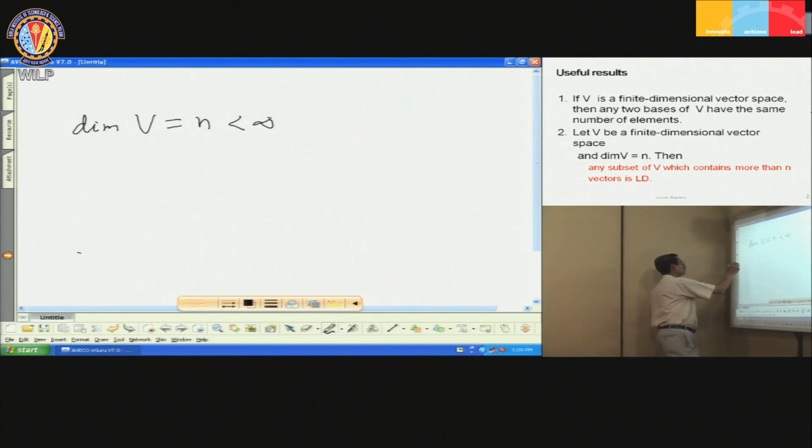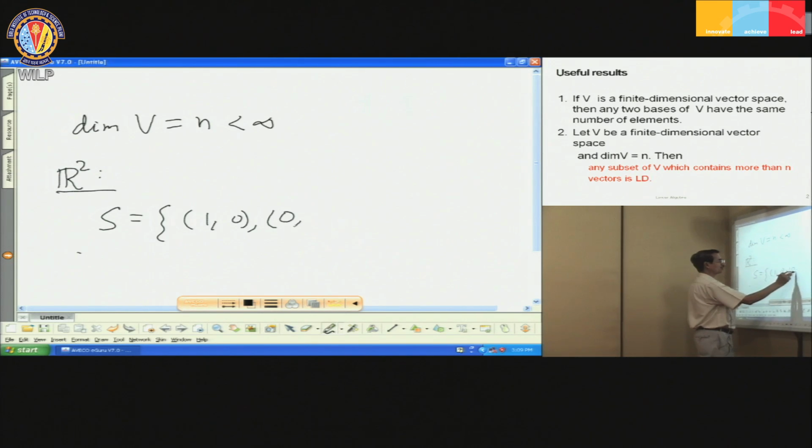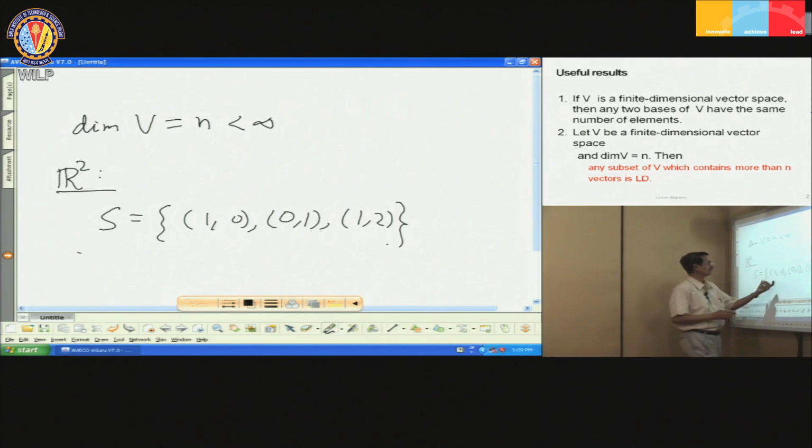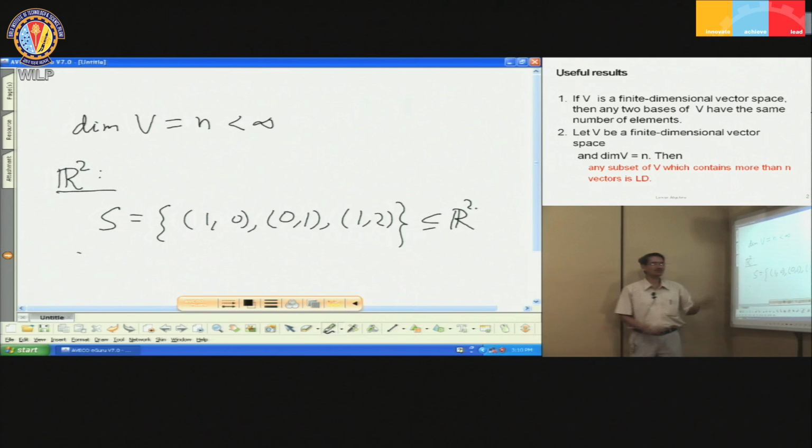What is the meaning? Again you take for example R2, I am taking at this stage R2 is a vector space. And I am calling here S the set of all elements of the type (1, 0), (0, 1), (1, 2). Look at here, (1, 0) is an element of R2, (0, 1) is an element of R2, (1, 2) is an element of R2. So S is a subset of R2.